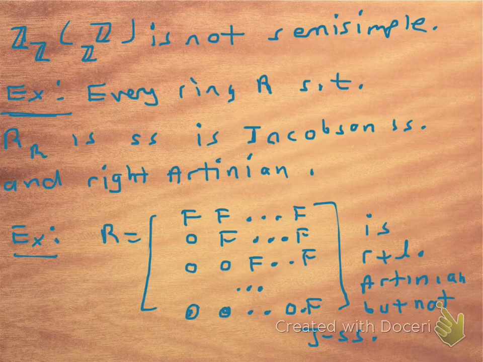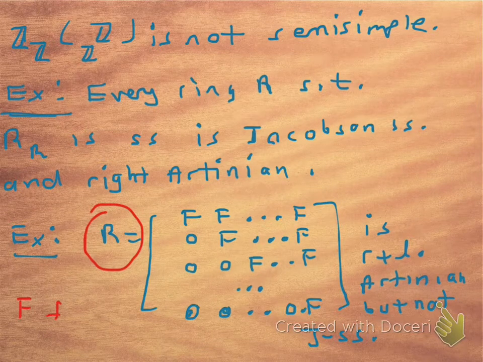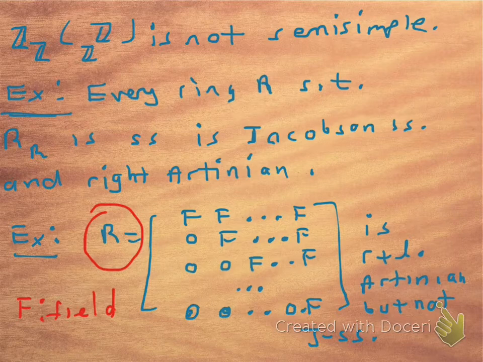Now, let's look at an example which is not a semisimple ring. This ring, the ring of upper triangular matrices where F is a field. I should stress that it's a field, otherwise this result wouldn't work. This ring is right and left Artinian, so it's Artinian as a right and left module, but it is not Jacobson semisimple. So Artinianity alone doesn't guarantee Jacobson semisimplicity.